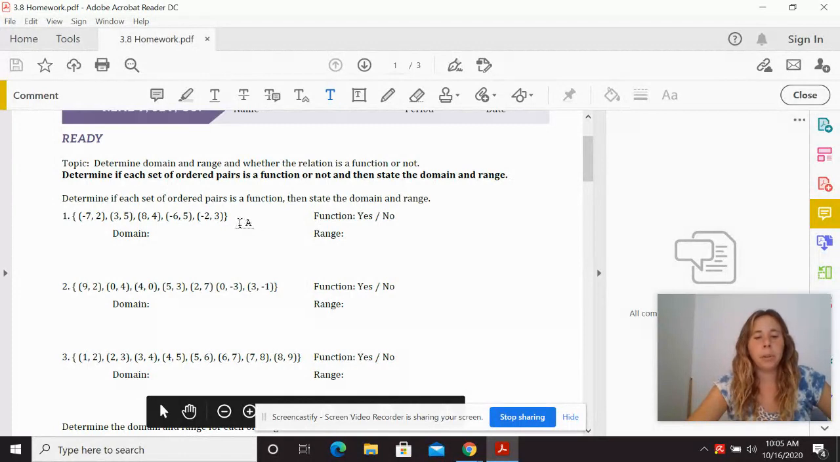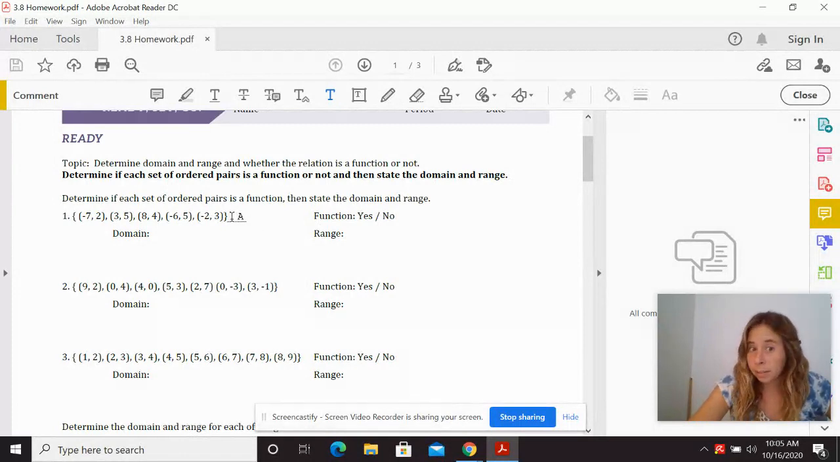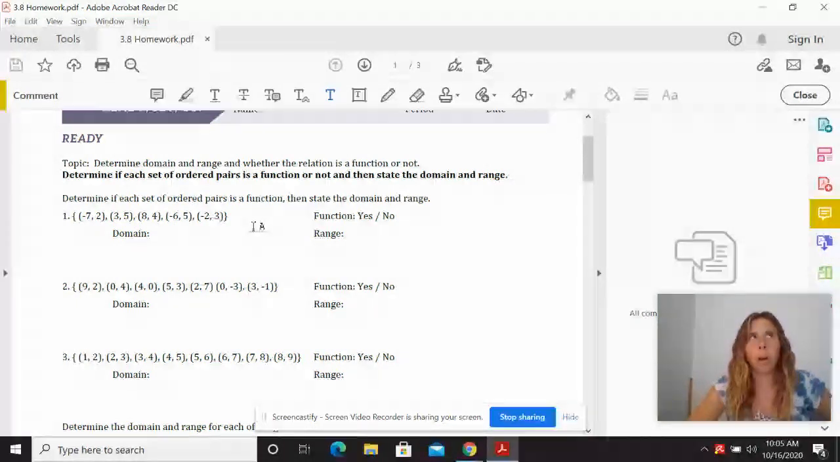So if they give you the braces, I like face brackets better. But if they give you the braces, it means this is all that's on your graph. This is all your points. These are all your values. Nothing else. Just these. Nothing in between.